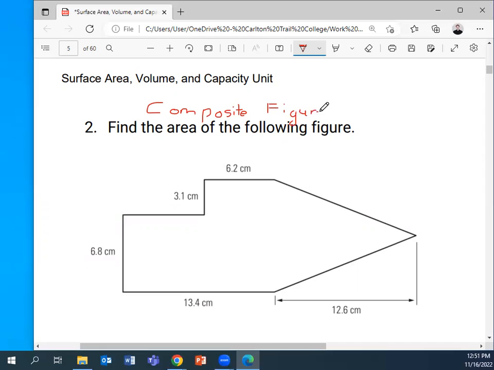So composite figure. You're right, Stephen. This is not a basic shape, but I can turn it into a basic shape. I'm going to split this up into squares and triangles with 2 lines. Oh, I can do this now. I know how to find the area of rectangles. There's 2 rectangles, and I know how to find the area of a triangle, and I add them all together. Simple in theory, but there's a couple things wrong with this.